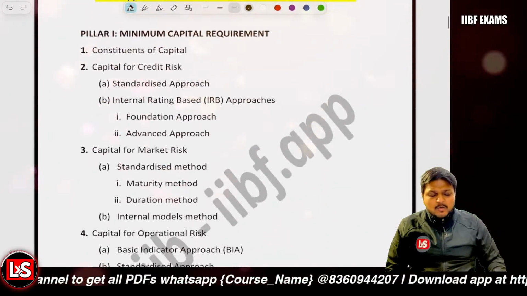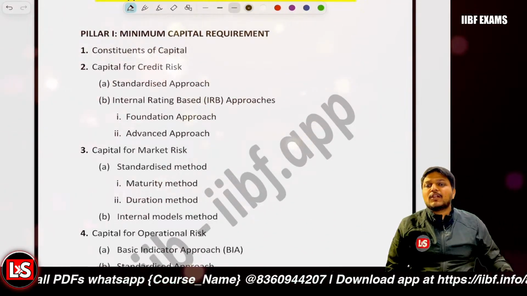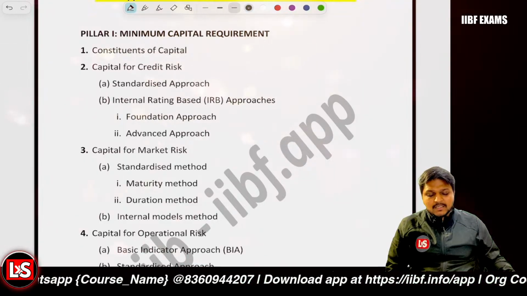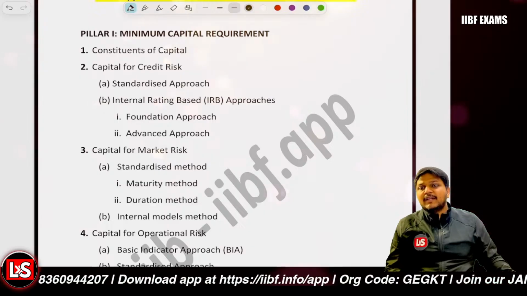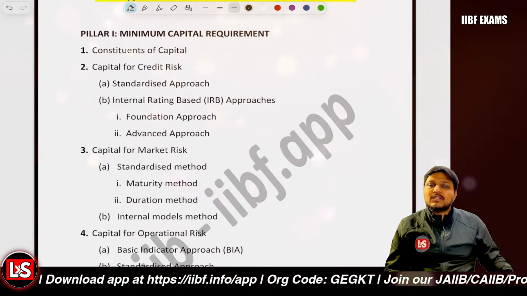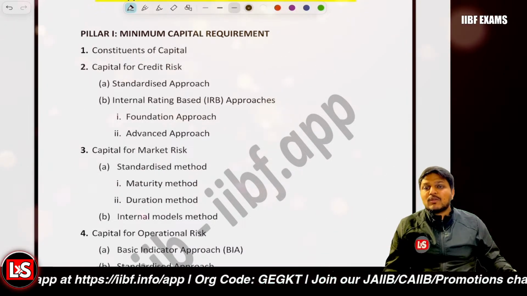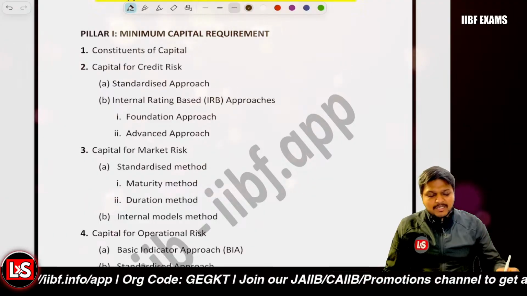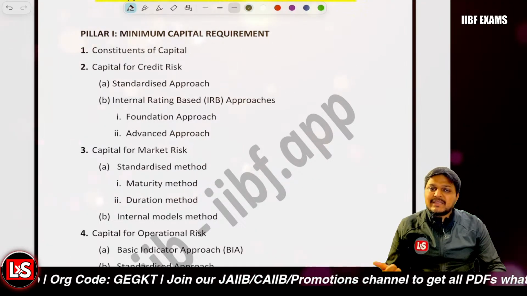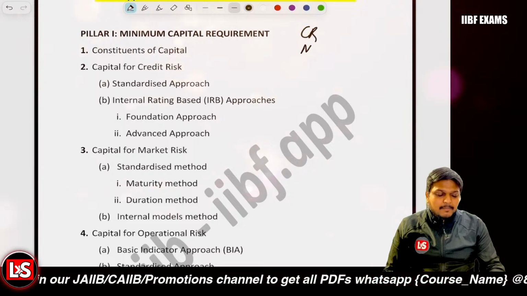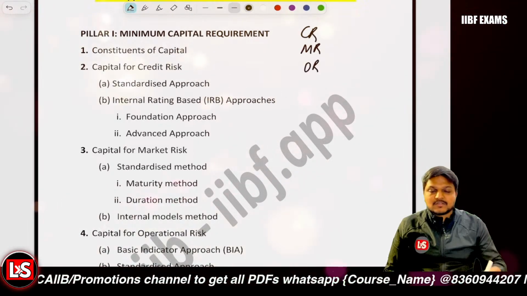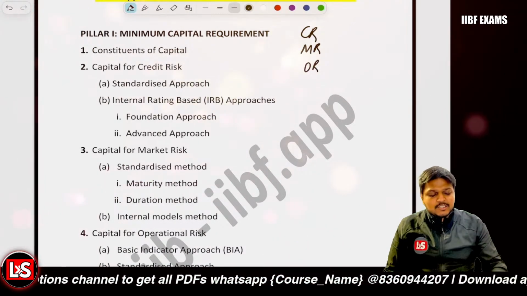So pillar one is all about what? It's about the minimum capital requirement. We already know the constituents of the capital. Under pillar one, it is going to cover the three major risks. One is related to the capital structure, that we are to maintain the capital for what type of risk? For the credit risk, market risk, and operational risk. Right? That is to be maintained.